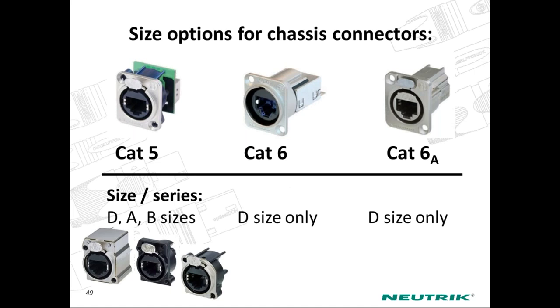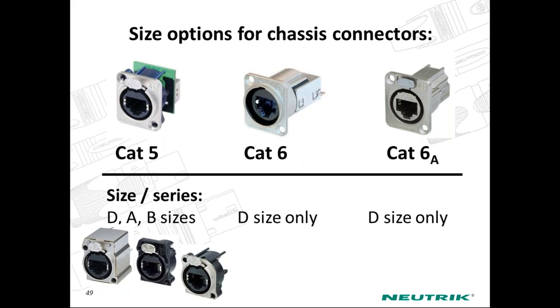That's a rectangular flange that you see on Cat5, Cat6, and Cat6A here. Cat6 and Cat6A are only available with this D-size flange. Cat5 has got some smaller options as well, but typically when you're having panels made, you're going to have them cut out with those D-size cutouts. So all of these lines will work for you this way.